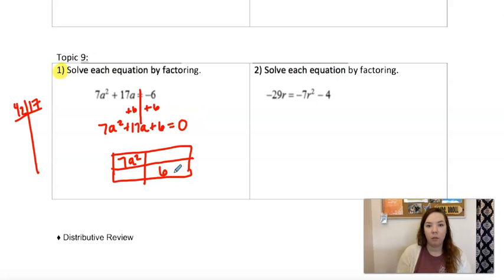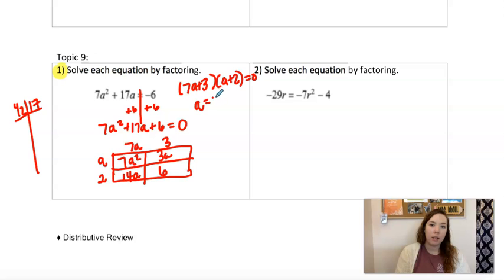Looks like 3 and 14. So I'll have 3a and 14a here. And then I'm going to pull out a GCF. So this would just be A. This would be 2. This would be 3 and 7A. So I'll have 7A plus 3 times A plus 2 equals 0, which is going to make A negative 3/7 if I were to set this equal to 0 and solve, and negative 2 for this piece.